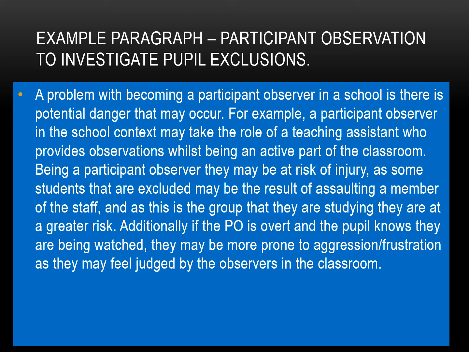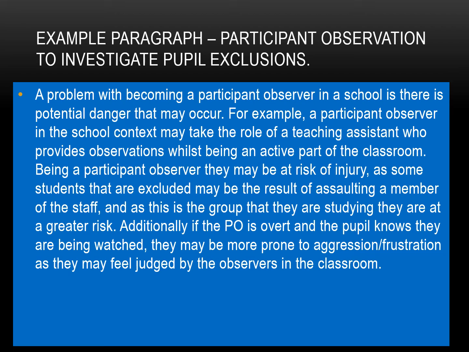By being a participant observer, they might be at risk of injury, because students that are typically excluded might be excluded as the result of assaulting a member of staff. And as this is the group that you are studying, they are going to be at a greater risk. Additionally, if the participant observation is overt, and you can abbreviate as long as you've written it in full, the pupil knows that they're being watched, and they might be frustrated, they might be under feelings of aggression because they feel like they're being judged by the observers in the classroom.